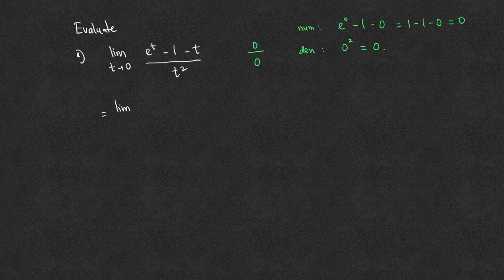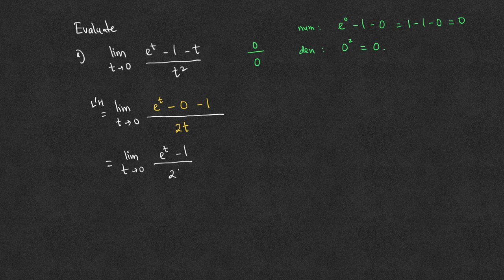Using L'Hopital's rule, taking the limit as t goes to 0, we differentiate the numerator and the denominator separately. In the numerator, the derivative of e^t is e^t. The derivative of 1 is 0, and the derivative of t is 1. In the denominator, the derivative of t squared is 2t. Simplifying this, we have the limit as t goes to 0 of (e^t - 1) over 2t.